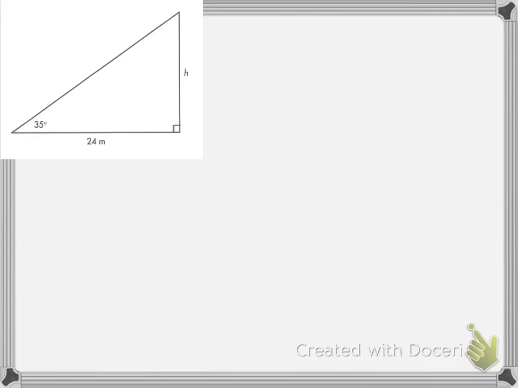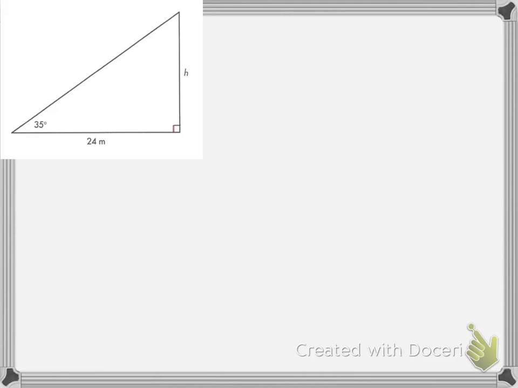And example 4, if you're looking at the PowerPoint, reads: to the nearest meter, find the height of a right triangle if one acute angle is 35 degrees and the adjacent side to that angle is 24 meters. Okay, so we need to find h in our picture here.